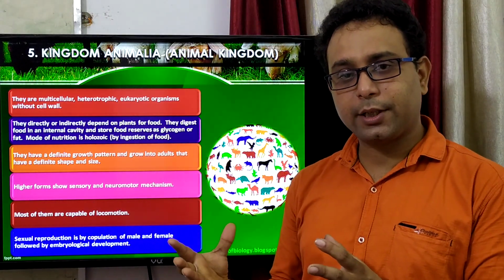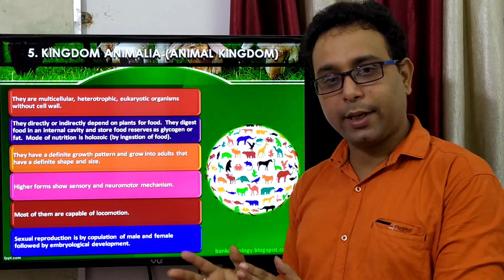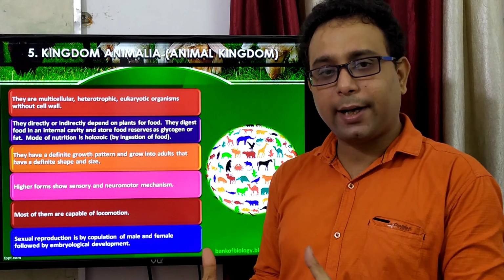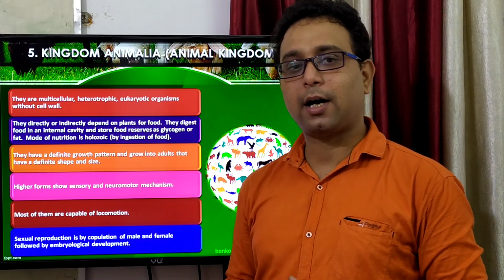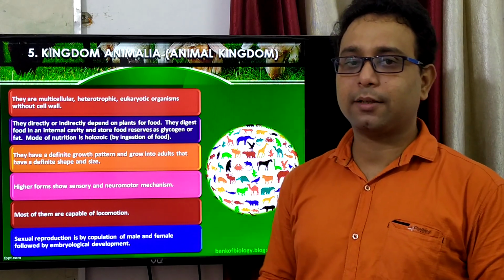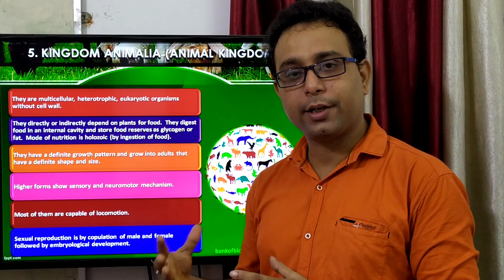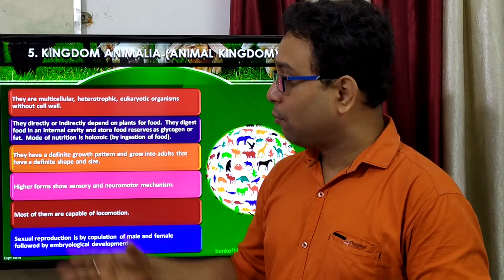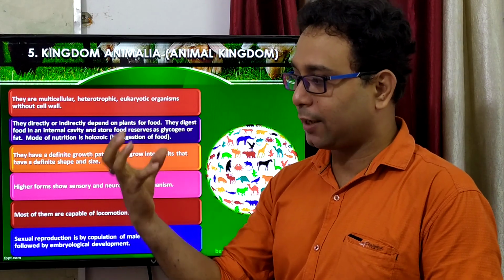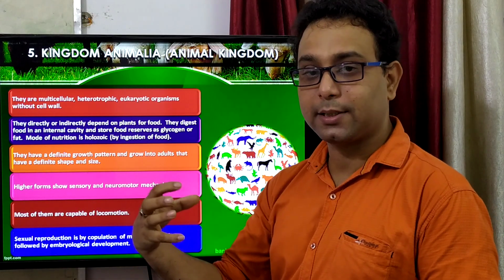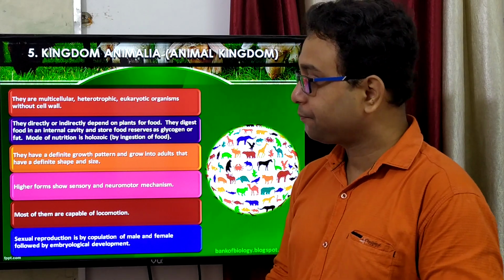Because after the food intake, digestion is required. That means it is required to break down the food. If we use all the food items, that is okay. But if the food material is in excess, it is converted to glycogen and fats and stored in our body. The mode of nutrition is holozoic. That means ingestion of food, the intake of food from outside, and inside the body the breakdown or digestion happens.